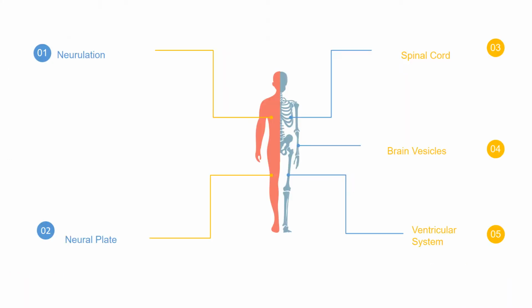Okay, so for this afternoon's lecture, what we're going to do is look at neurulation first, followed by the neural plate and what it is, before we move on to the development of the spinal cord, the brain vesicles, as well as.